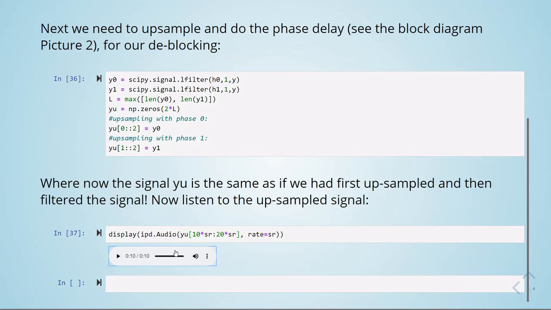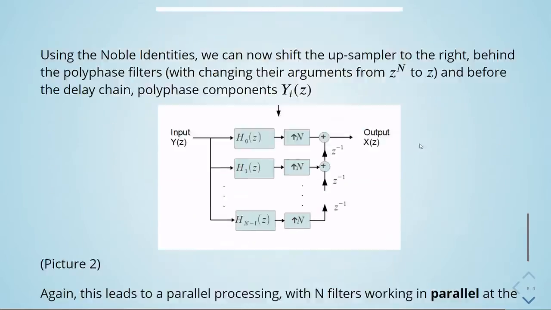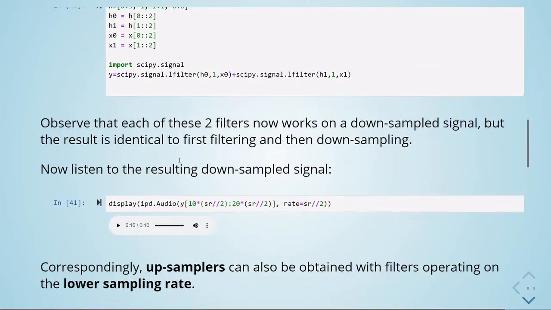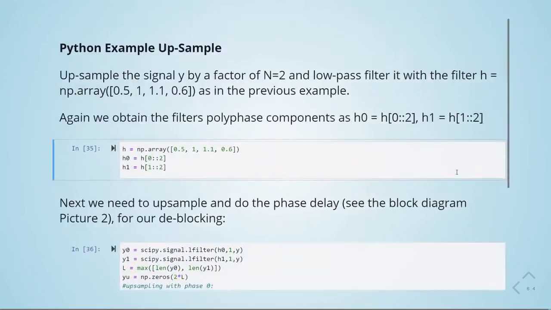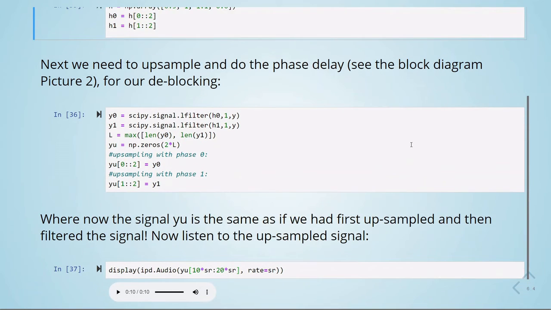So this is the Y of U. We had our downsampled signal Y, and we upsampled. So these were some examples using the noble identities.